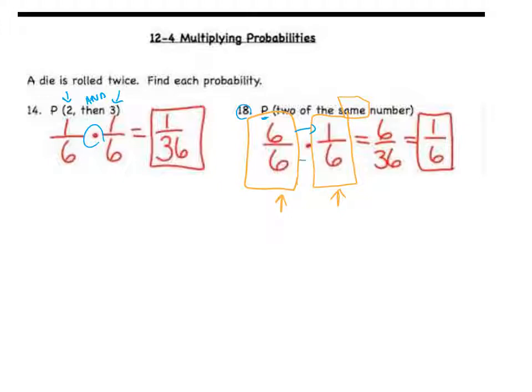6 times 1 is 6. 6 times 6 is 36. This reduces down. You're dividing by 6. What you do to the top, you must do to the bottom. And that gives you 1/6. And like I said, if you wanted to use your calculator and find the odds of that, we just figured that out. It was 17%.